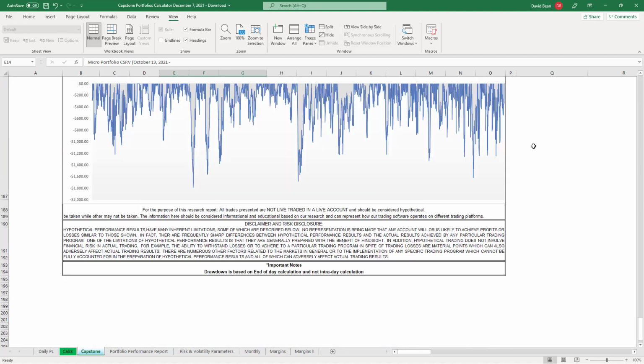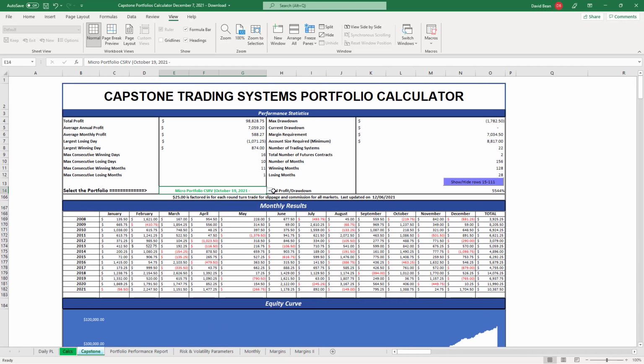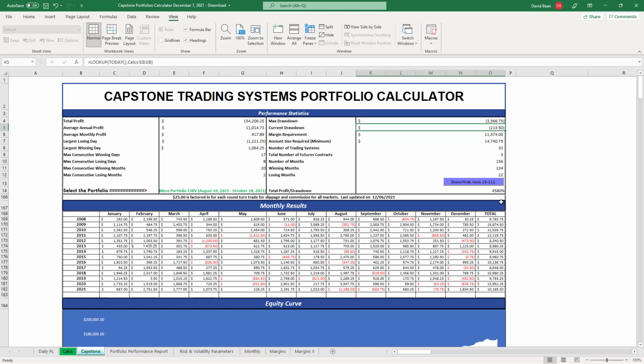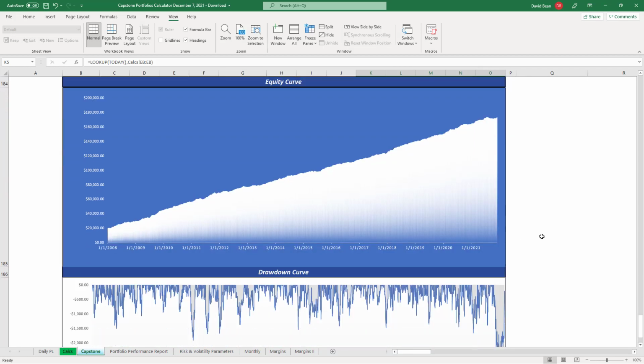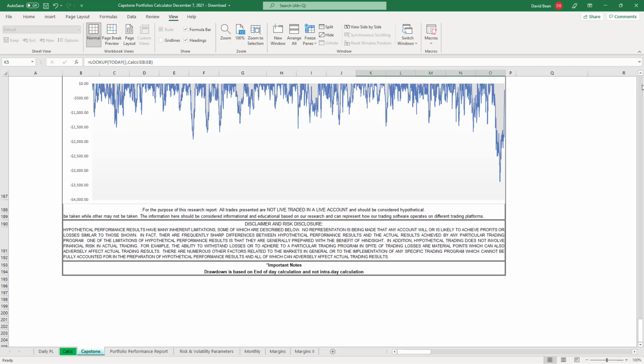So, nice gains. We recently transitioned this portfolio as well. Let me show you which one we were trading. We were trading these micro portfolios down here, and this one, we're trading this one, August 16th through October 18th, and it's still $213 away from an equity peak, up $1,600 this month. You see the spike down with the gold strategies.